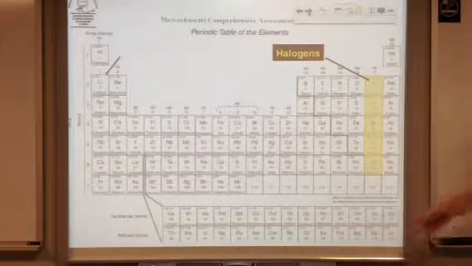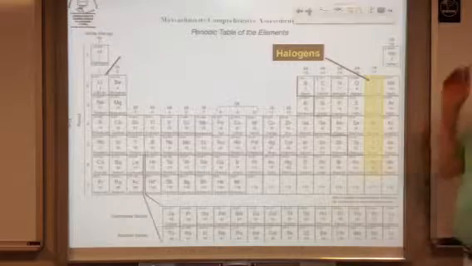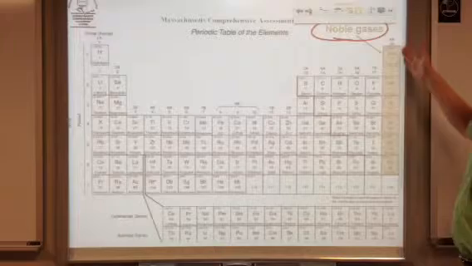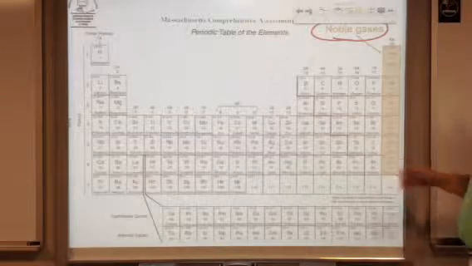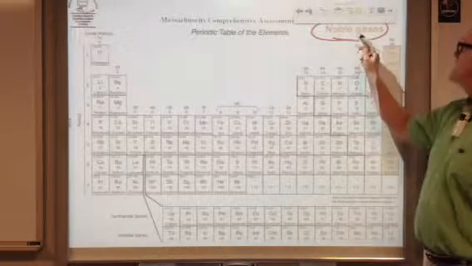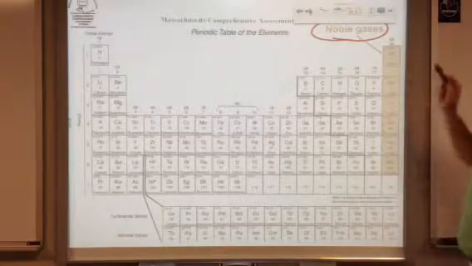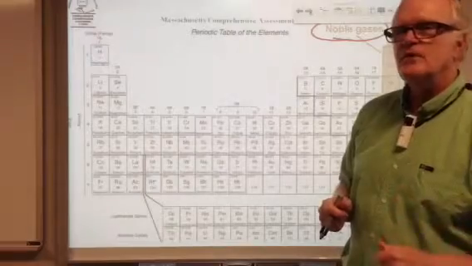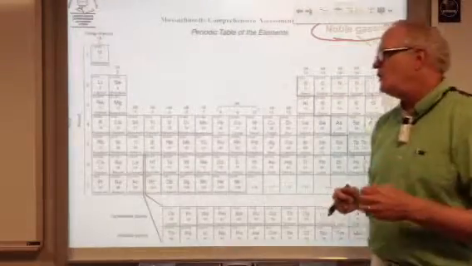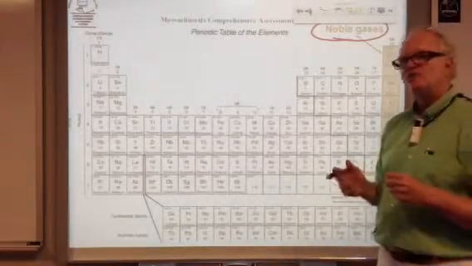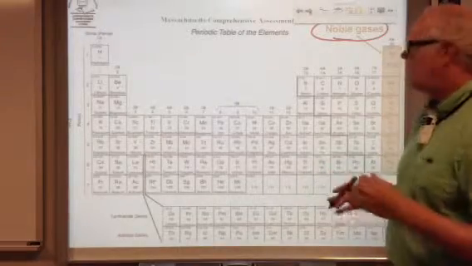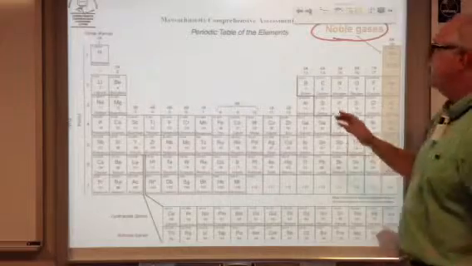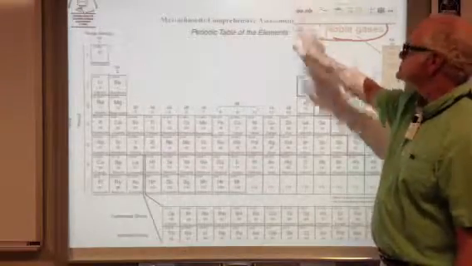Elements in group 7A are called halogens. We often talk about them together because they have similarities. Elements in group 8A are called noble gases. I've circled that in red here because the printing is kind of light. Noble gases are going to be very important to us. We will refer over and over again to noble gases because they will help us understand how things bond, how elements combine with one another. All the elements in group 8A are noble gases.